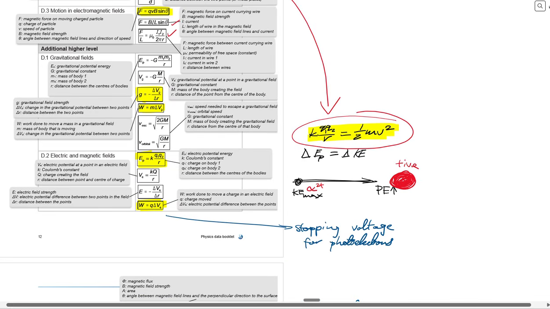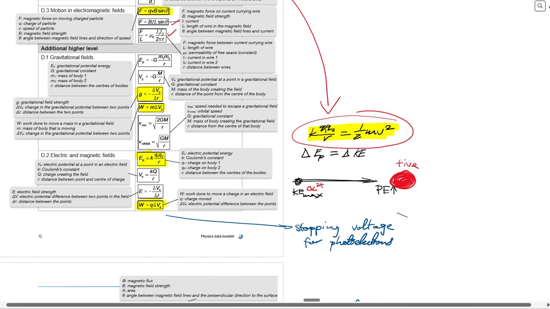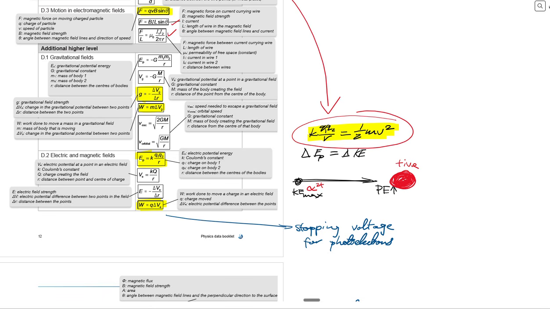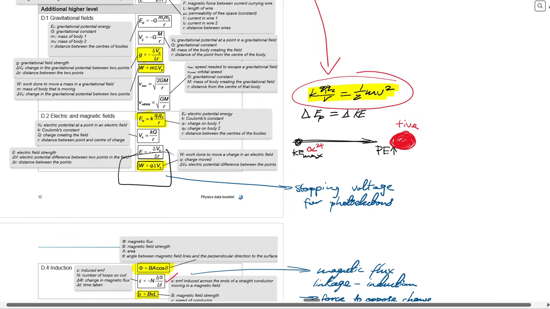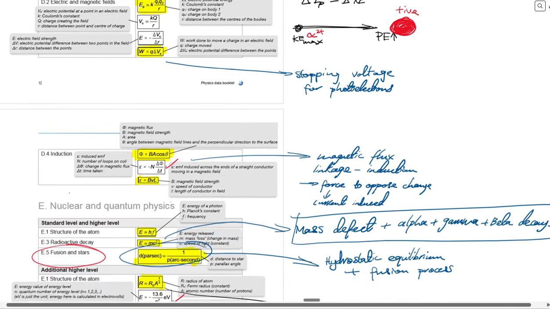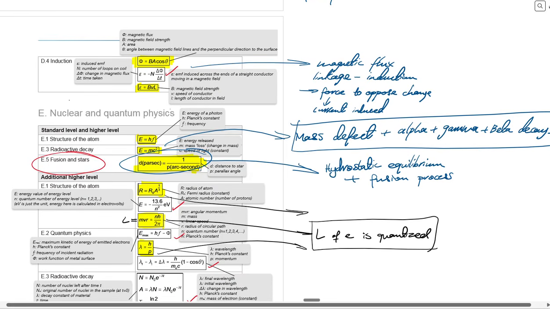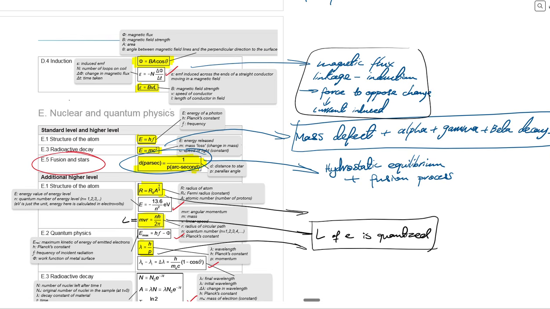Next would be our stopping voltage for photoelectrons. Now, photoelectric effect and the Compton scattering was covered, but never rule this out, right? Magnetic flux linkage, we had a bit about that as well, but this is definitely an explain question that could come up. Describe what happens, which direction the current flows in, right, as this magnet falls through.